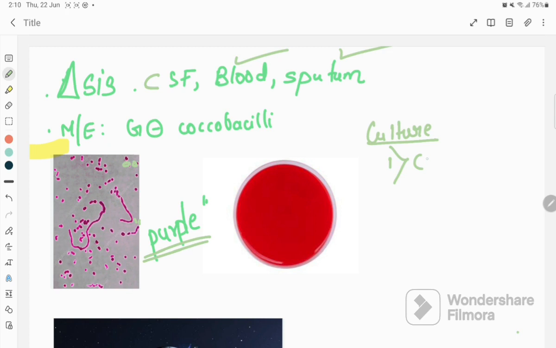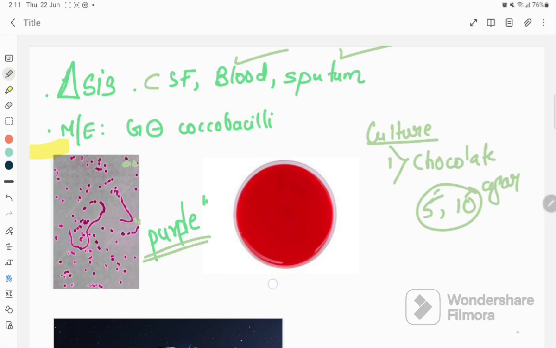First option is I can grow it in a chocolate agar, because this chocolate agar has got factor 5 and factor 10 in it. I told you H influenzae requires factor 5 and factor 10 for its growth. So chocolate agar has got these two factors. Yes, we can grow H influenzae in it.